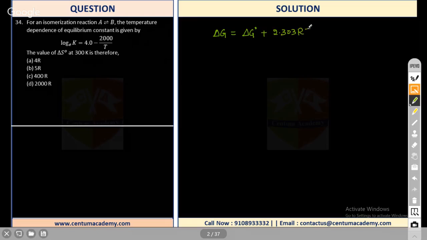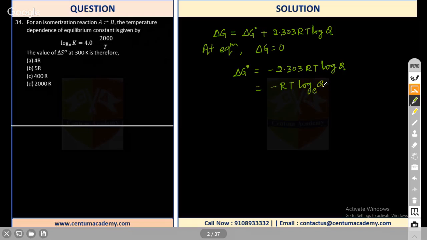2.303 RT log Q. So at equilibrium, what happens? At equilibrium, delta G is equal to 0. You know this? So delta G naught is equal to minus 2.303 RT log Q, which we can also write as minus RT log base e Q, or ln Q. So this is the condition at equilibrium.